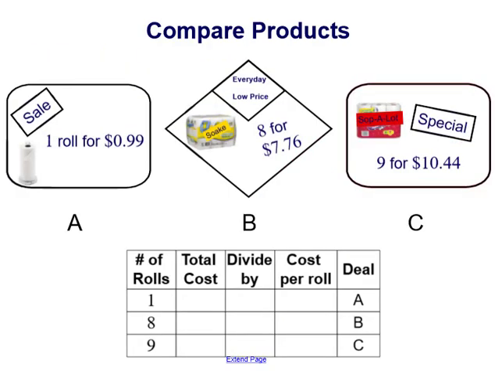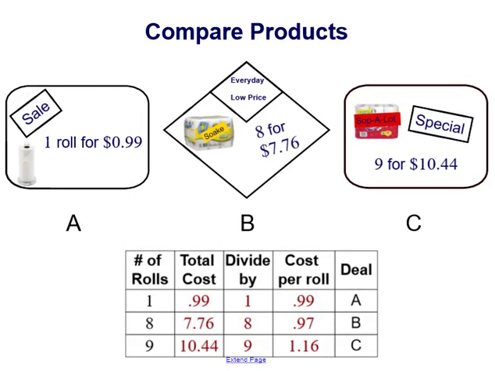The best way to do it is to set up a table where we're looking at the number of rolls, which we already know that information is up front. We have 1 roll versus 8 rolls versus 9 rolls. But if we look at the total cost and we divide by the number of rolls, we can see that unit rate, that cost per roll, and see which one we should buy.